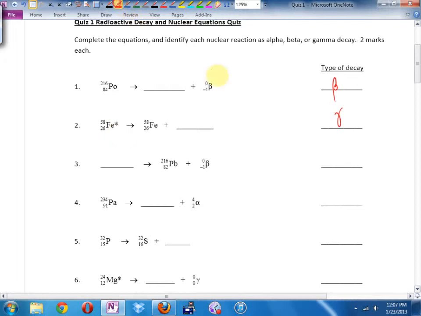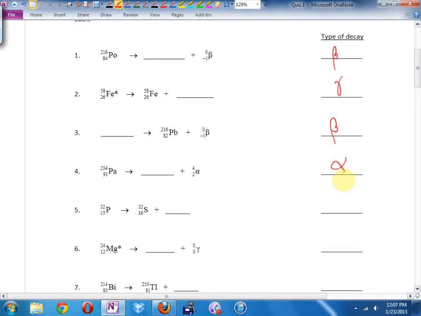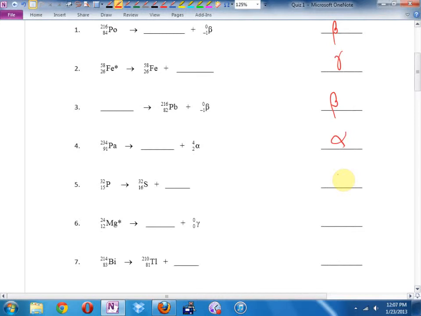I'm pretty sure the third one is beta, yes? Fourth one? And remember, how else can we write that alpha? We can write it as a He helium nucleus, because that's really what it is. I like the alpha symbol better because it's nerdier, but such is life. Number 5. Did the mass change? So it has to be something that's massless, which means it's either beta, electron, or gamma, energy. Did the charge change? So it has to have a charge. It can't be gamma. This is a beta decay.